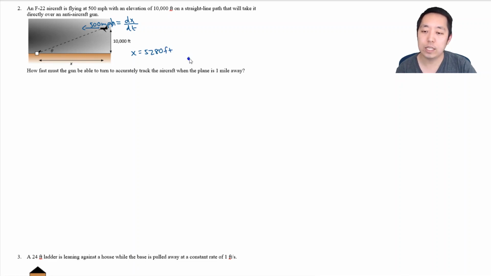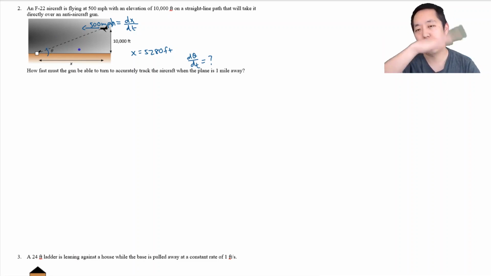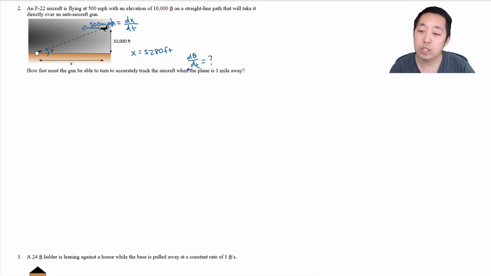I want to know what d theta dt is. That's what they mean by how fast it can track, I suppose, because they gave us the variable theta. So that's what I'm going to apply. It's like, how quickly does the angle need to sweep when it's that far away? So what is a variable that relates dx dt, x, and theta?